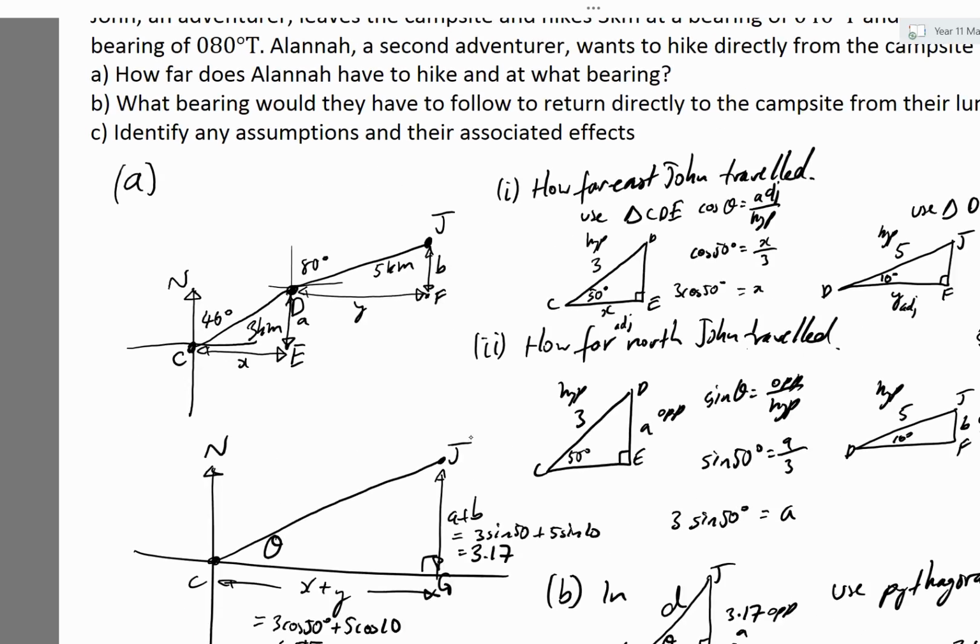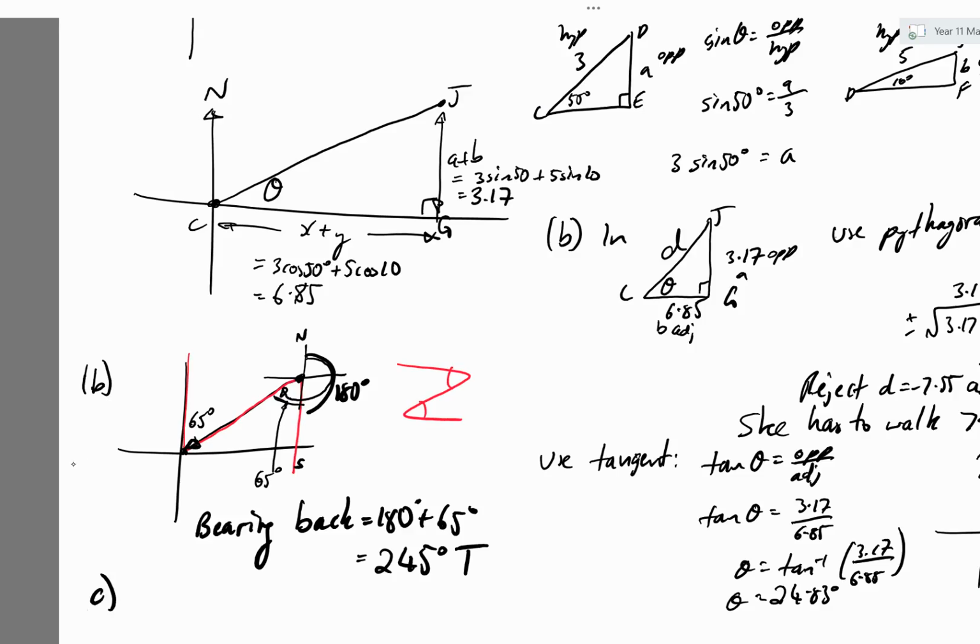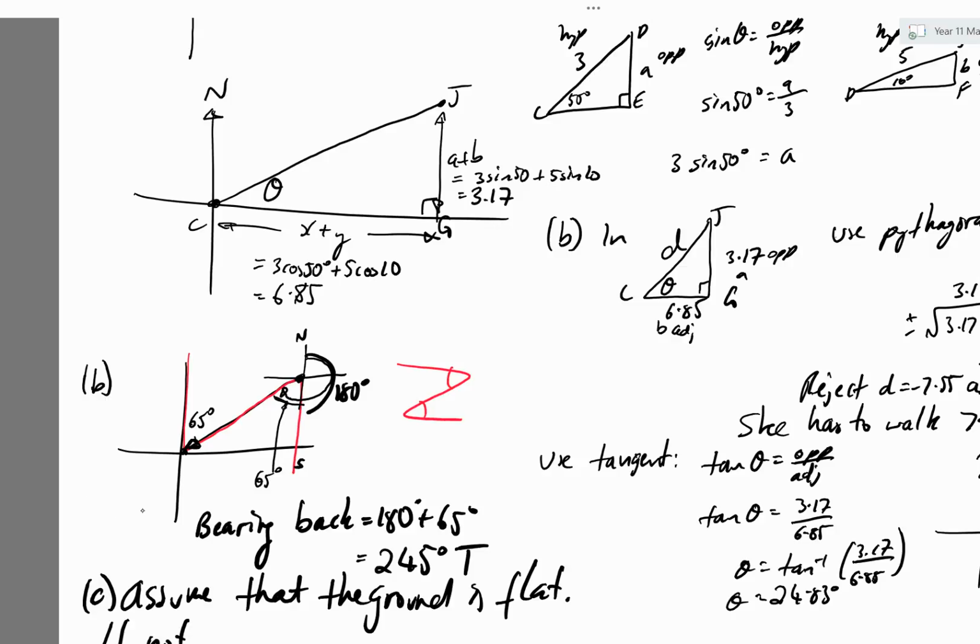But see, identify any assumptions and their associated effects. Okay, similarly as the previous one, assume that the ground is flat. Okay, if not, distance calculated would not be correct. Okay, we also assumed that they actually walk in a straight line. Okay, which is pretty hard to do out there in the bush.